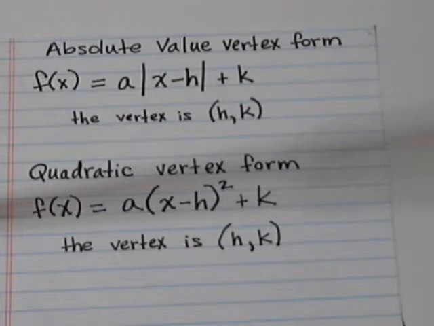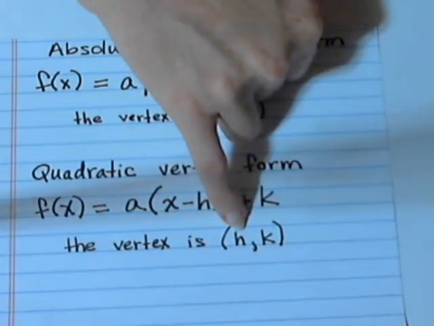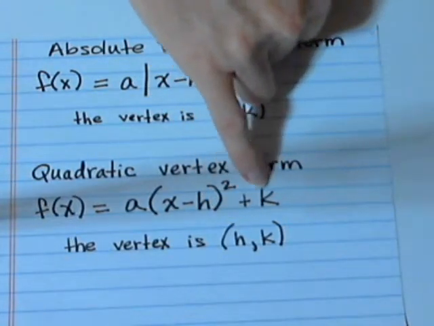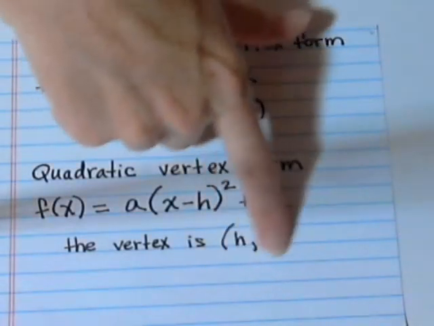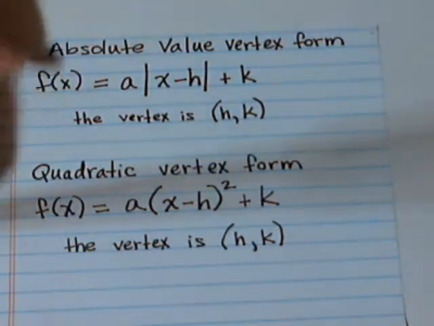The quadratic vertex form is f of x equals a times x minus h all squared plus k, and then the vertex will be h and k. As long as you have a subtraction within this set of parentheses, your x value of your vertex will be h, and as long as you have an addition sign with your k, then you have k as your y value of your vertex. As these signs change, the sign on the x and y values will change themselves for the vertex.